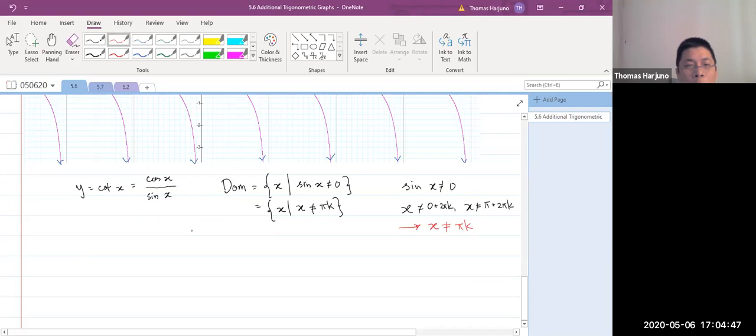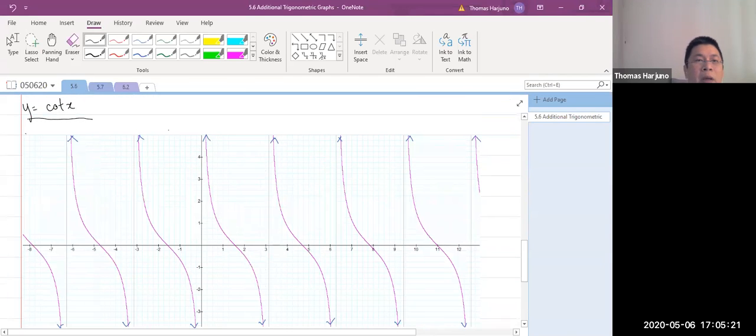By the way, we can go directly to the asymptotes. The asymptotes for cotangent x will be all the vertical lines x equals a multiple of pi. That's for the domain. We get the vertical asymptotes for free, and you can see that the range will be all real numbers too. Now how about the period? The period is pi.